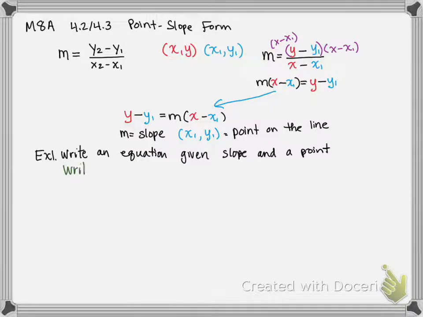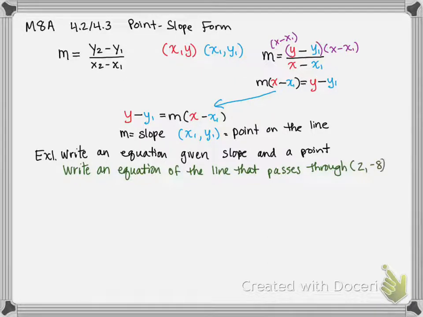Write an equation of the line that passes through the point (2, -8) and has a slope of 3/5.